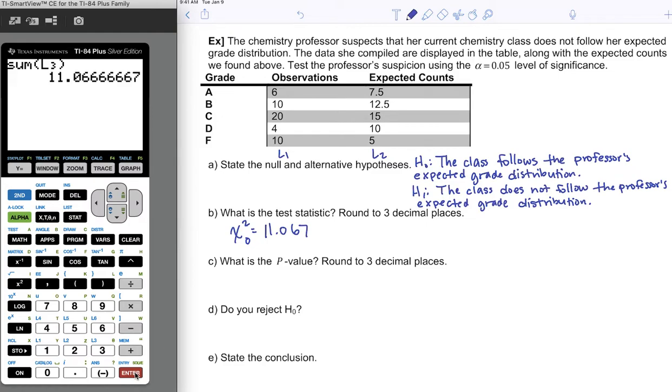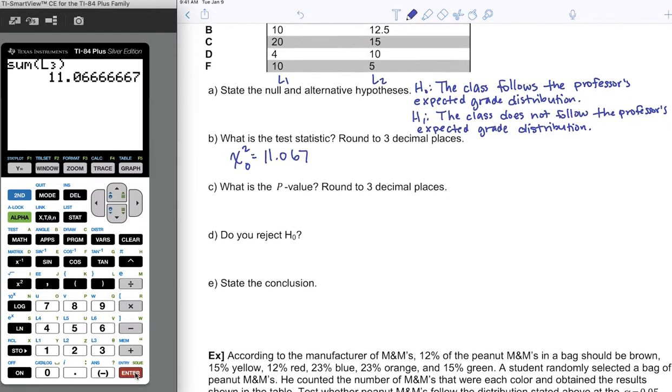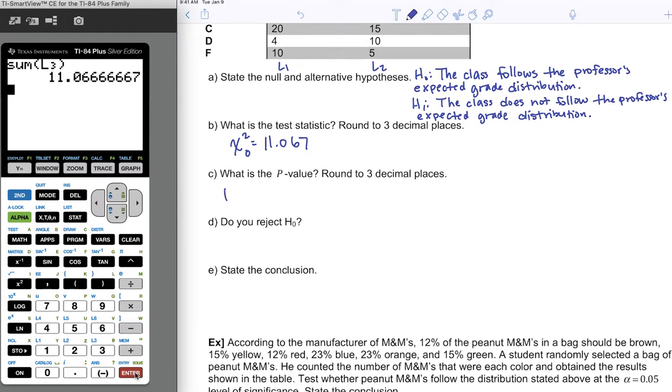That's important because we need that as the lower bound for our chi-square CDF, which is how we find the p-value. So the p-value is going to be equal to chi-square CDF. So we're finding the area under the chi-square curve. Lower bound 11.067, upper bound 1E99. The degrees of freedom is the number of categories minus 1. So there are 5 grading categories, A, B, C, D, F. So 5 minus 1 is 4.